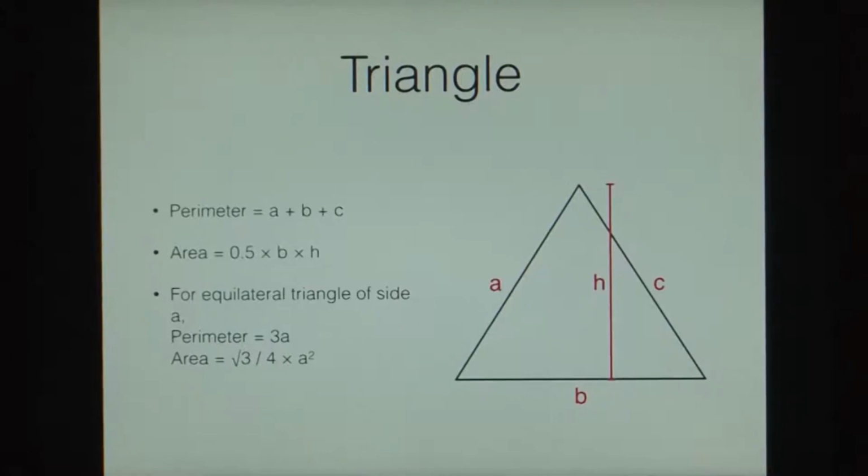A triangle is a plane figure with 3 sides and 3 angles. Its perimeter is the sum of the lengths of the 3 sides. The area is half of base length times the height. Now, how do we figure out the height?